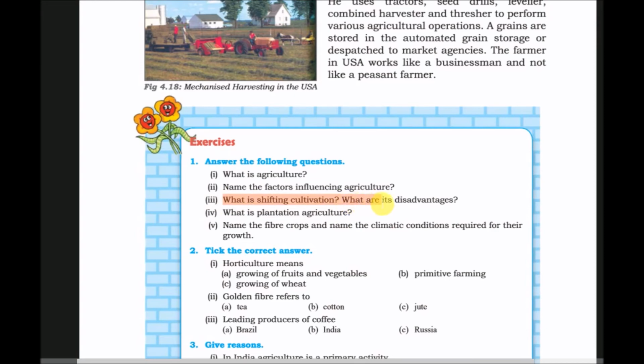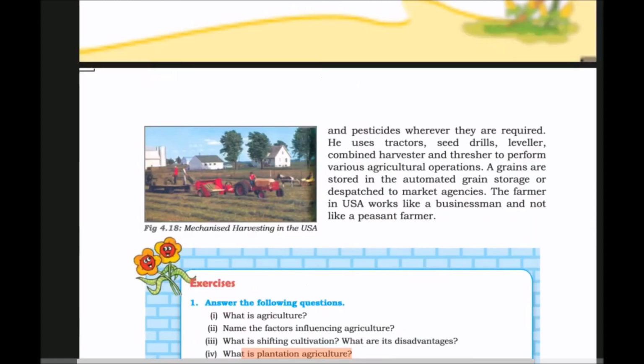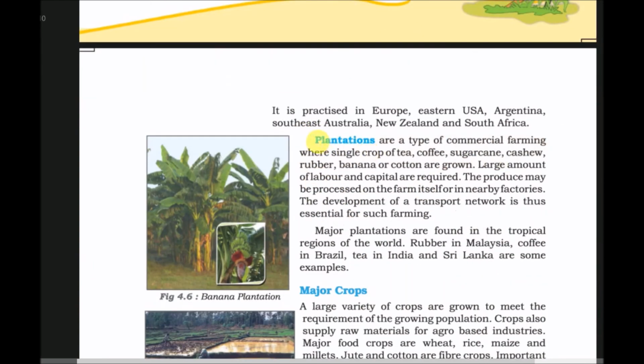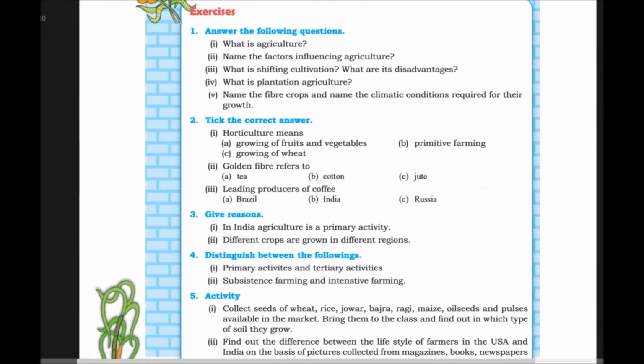Now what is shifting cultivation? What are the disadvantages? Shifting cultivation is cultivation in which the farmers move from one area to another and produce their crops, and after the harvest they burn the crop residue in their field and go to another field. The disadvantage is that the burning produces many types of harmful gases which affect our livelihood. Now what is plantation agriculture? You can see here a better meaning of plantation.